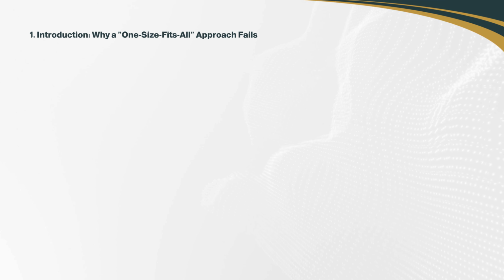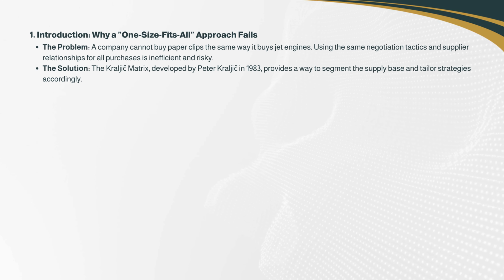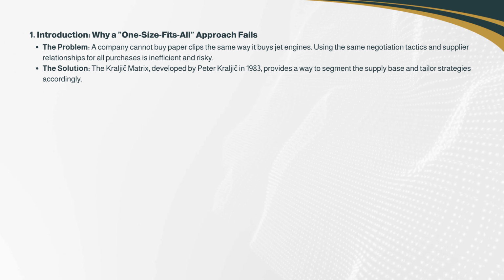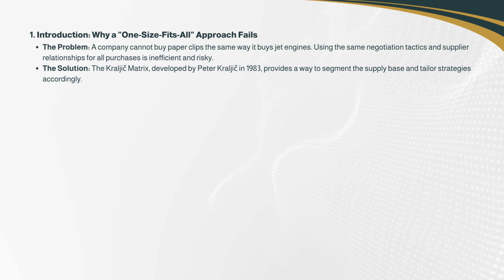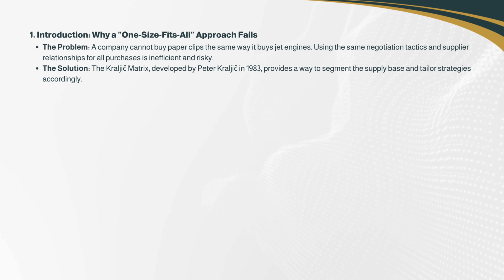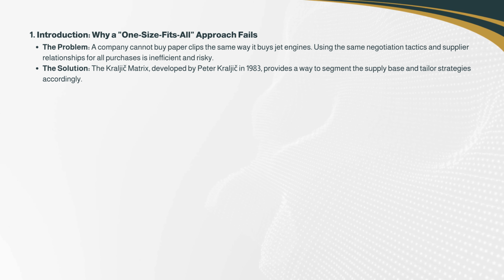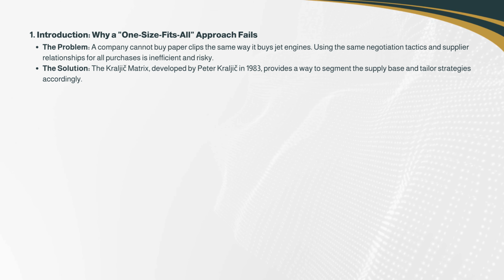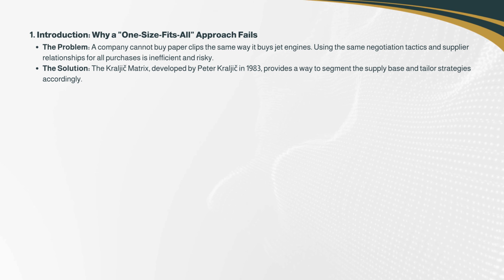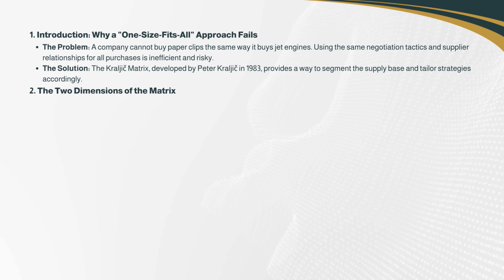1. Introduction. Why one-size-fits-all approach fails. The problem: a company cannot buy paperclips the same way it buys jet engines. Using the same negotiation tactics and supplier relationships for all purchases is inefficient and risky. The solution: the Kraljič Matrix, developed by Peter Kraljič in 1983, provides a way to segment the supply base and tailor strategies accordingly. 2. The two dimensions of the matrix.